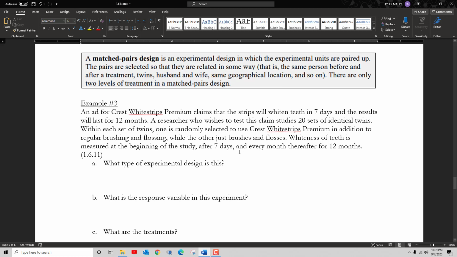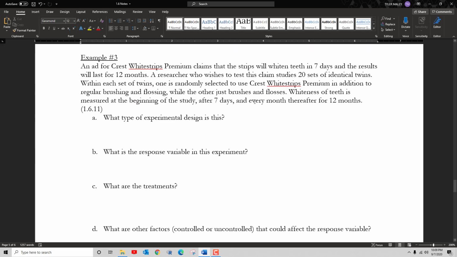So we're pairing up experimental units. Example 3 says an ad for Crest White Strips Premium claims that the strips will whiten teeth in 7 days and the results will last for 12 months. A researcher who wishes to test this claim studies 20 sets of identical twins. Within each set of twins, one is randomly selected to use Crest White Strips Premium in addition to regular brushing and flossing, while the other just brushes and flosses.